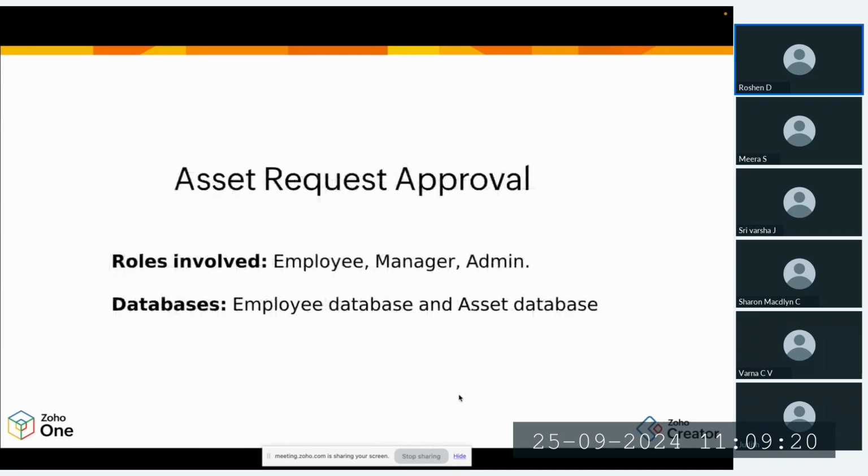As I mentioned, for this particular webinar, we'll create an asset request approval application. The roles that we've imagined here would be three roles. One is an employee who will be requesting the assets, and a manager who will be approving the request from the employee, and then that goes on to the admin. The admin gives the final approval for that particular asset request.